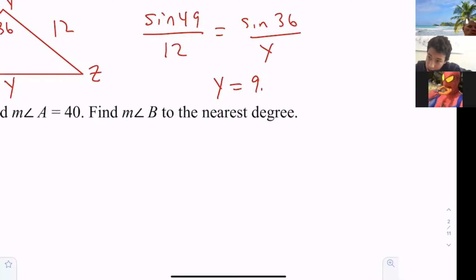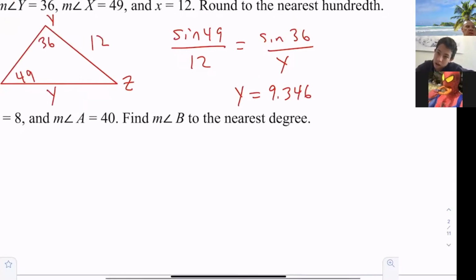9 what? 9.346. Now let's just, again, if you didn't get that decimal and you got 9.4, I don't really care, but everybody should get the same. So everybody do 12 sine 36 divided by sine 49 just to practice and make sure your calculator's set properly.